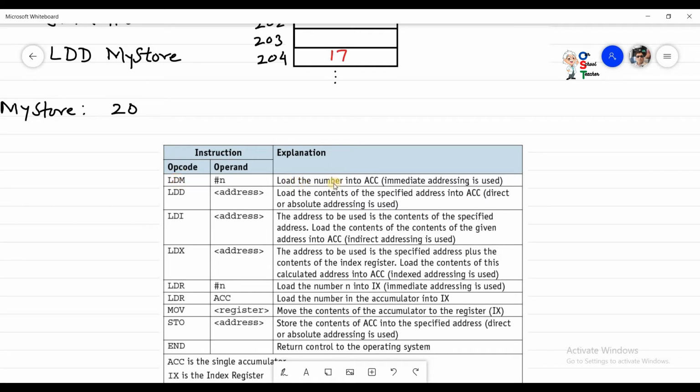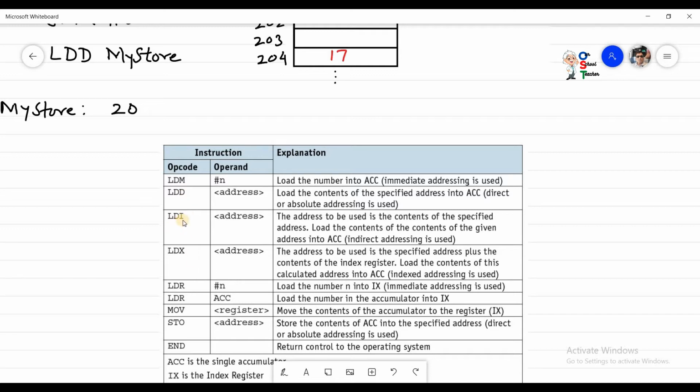So it loads the number into the accumulator, and here immediate addressing is used. LDM is for immediate; the LDM command uses immediate addressing. With the help of this, we will try to understand immediate addressing. Then similarly LDD is load direct. D is for direct, so with the load direct command, the direct addressing mode is used. This command is also used to load some value into the accumulator.